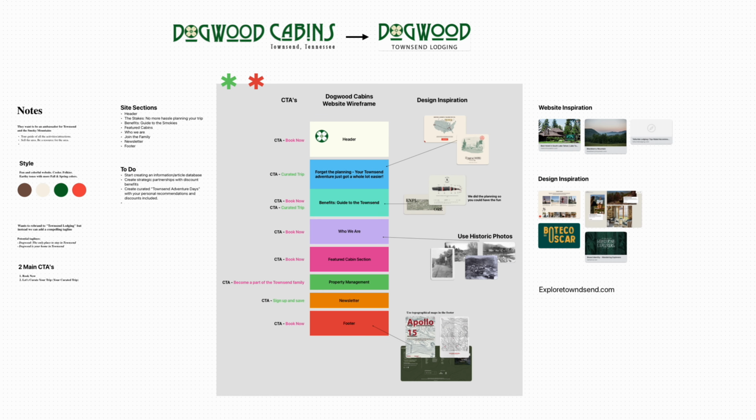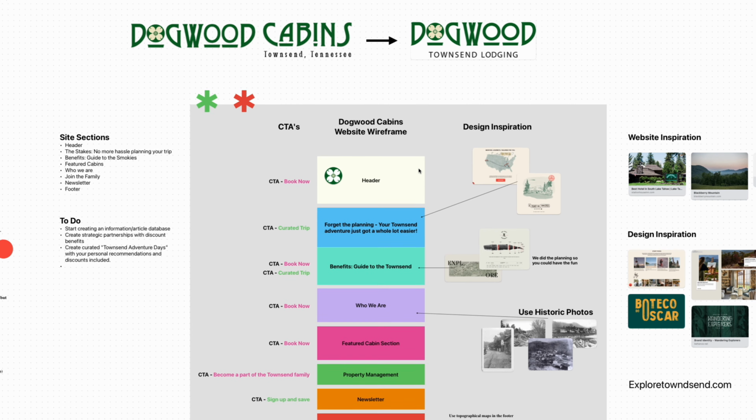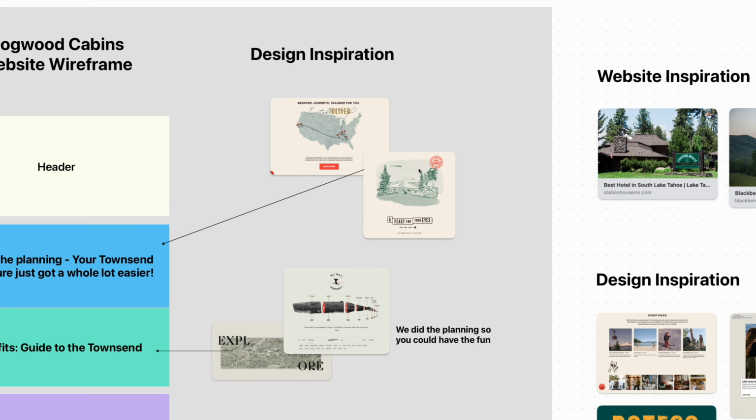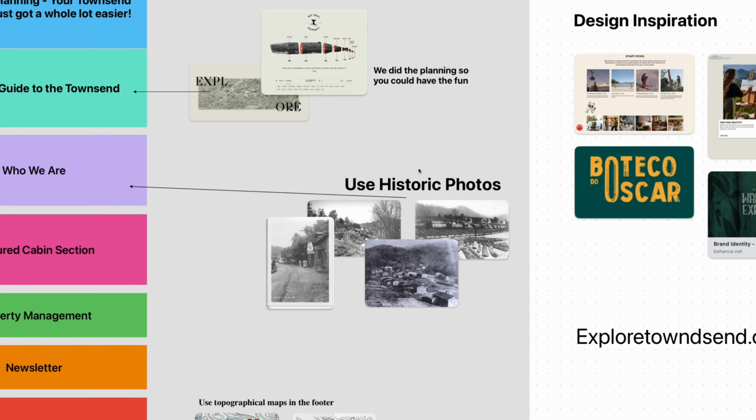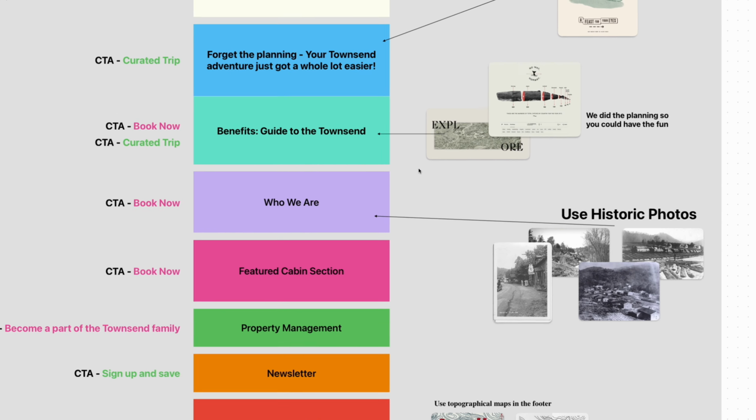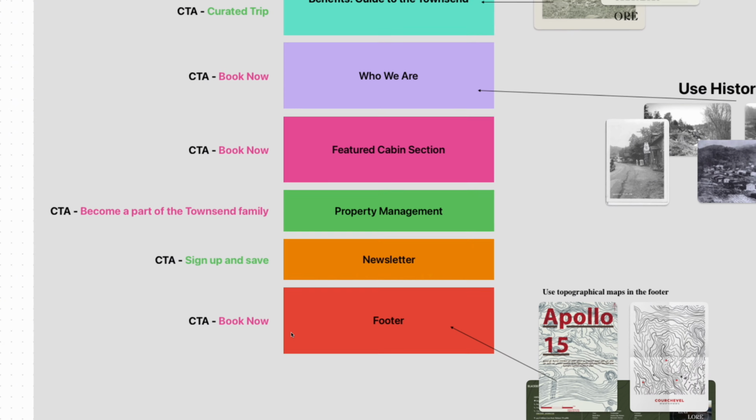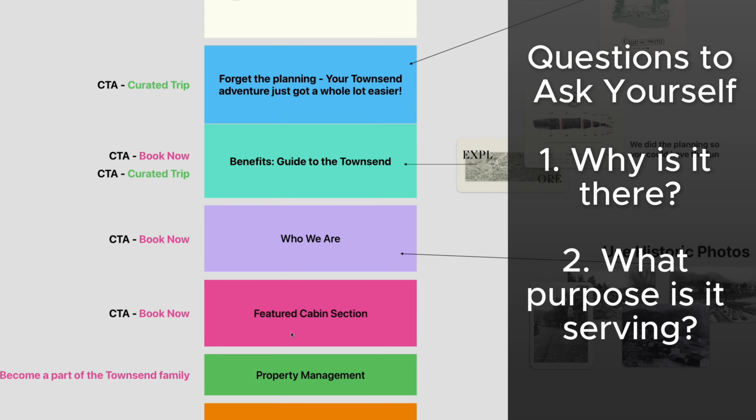So the first step that we'd like to do is to create a wireframe. And that is essentially just the bare basics of how the website will flow, along with some design inspiration that I've added, and also some things that our client told us that he liked. I just split this up into sections and then highlighted the main call to action for each section, because that's important to understand. If you have a section on your website, you want to ask the question, why is it there and what purpose is it serving?